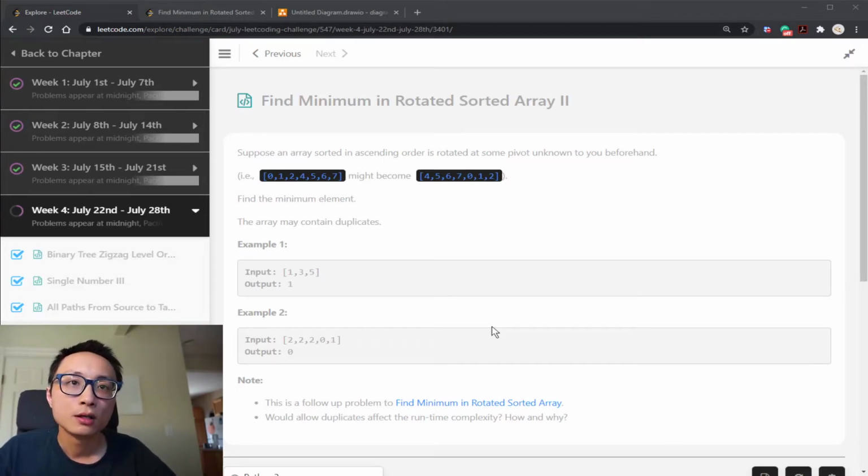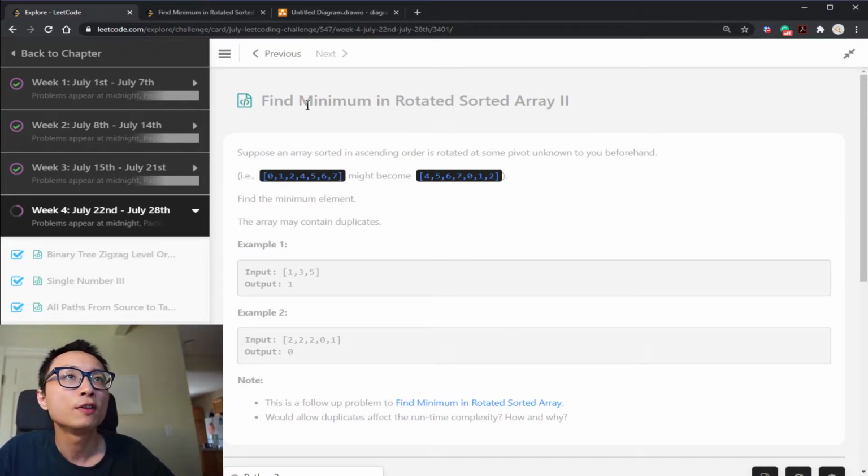Hey, hello there. Let's talk about today's LeetCode challenge question: Find Minimum in Rotated Sorted Array 2. Suppose that we have an array that's sorted in ascending order, and now this array has been rotated around some pivot point that's unknown to us.